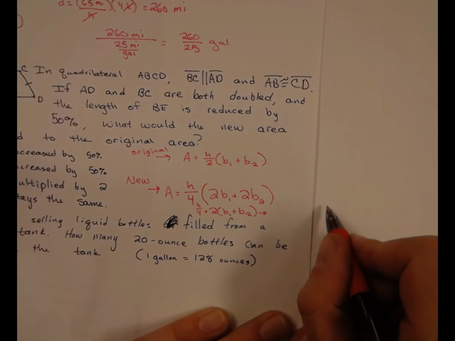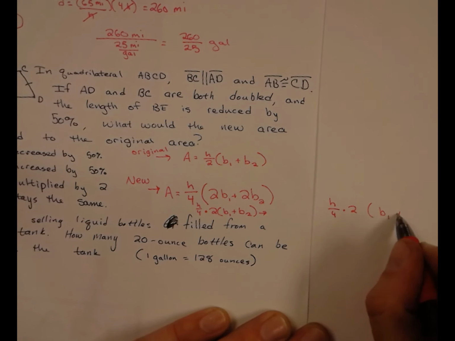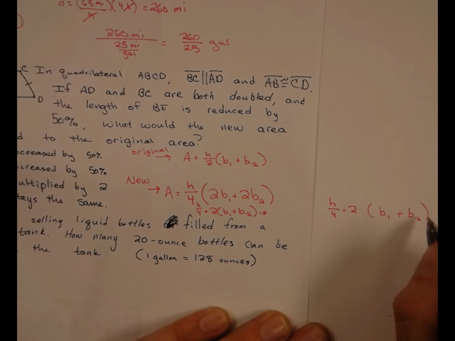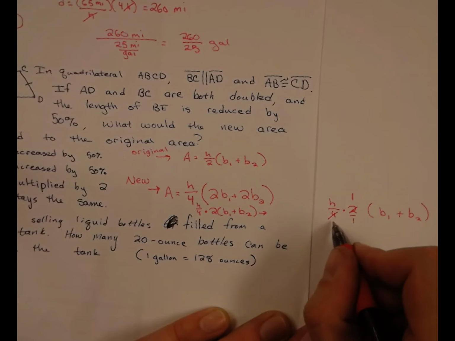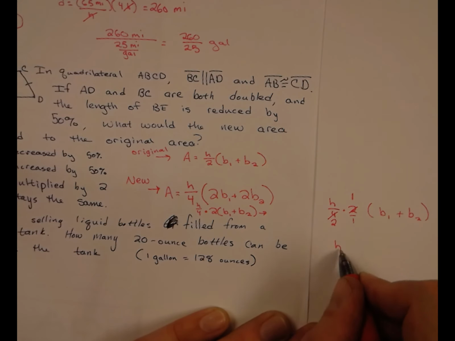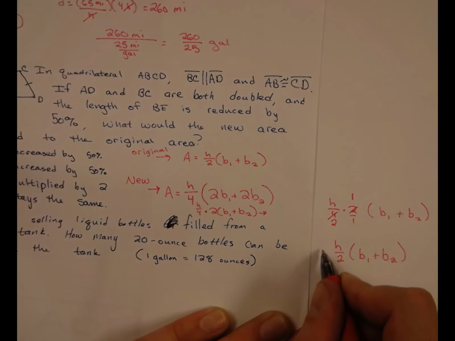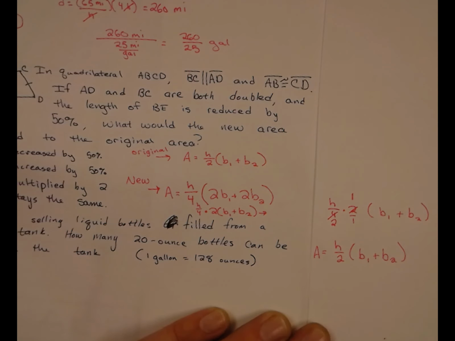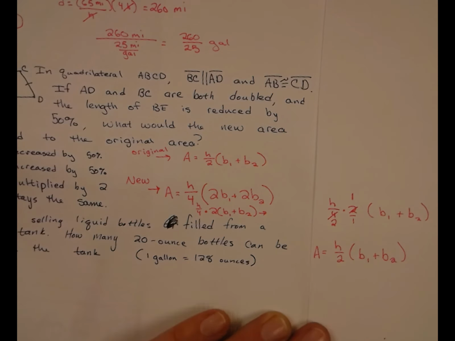We can take h divided by 4, and when we multiply that by 2, we can think of 2 as 2 over 1, and then this cancels out. The 2 divides out of 4, and we get h over 2 times b1 plus b2 is the new area once we've made those changes. And that was the original area.